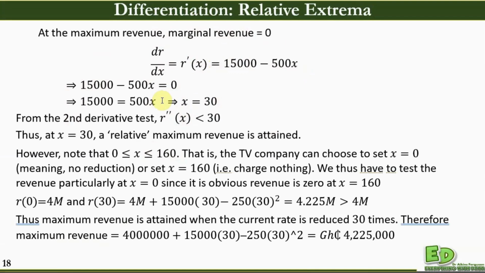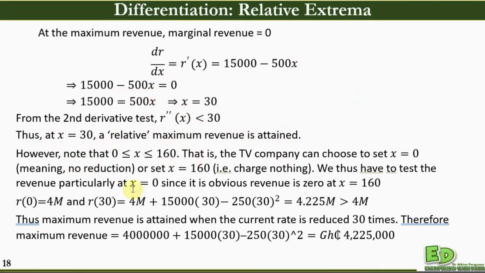But how are we sure about this? Because the company can also make the subscription free, right? So the second derivative test is going to confirm that if we reduce it 30 times, that will give us the maximum revenue. So if you take the second derivative test on this differential, we are going to get negative what? 500, right? Negative 500, which shows that that point is the maximum point, right? It's a maximum point. So at x equal to 30, the relative maximum revenue is 13.